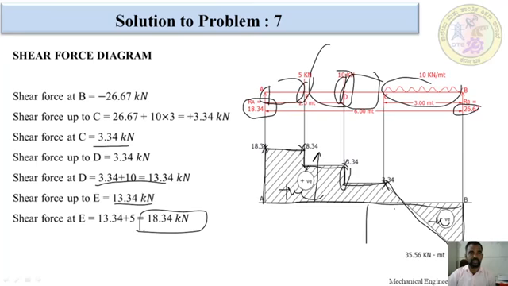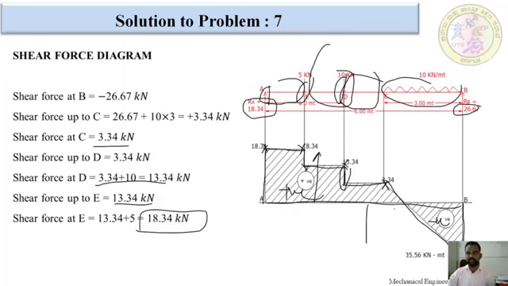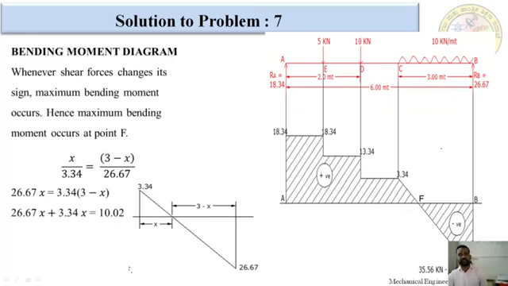Next we will move to the concept of bending moment. What is the concept? As we discussed previously, whenever the sign changes from negative to positive in the shear force diagram, that point we call the maximum bending moment point. Before calculating the bending moment, we have to calculate the maximum bending moment distance. Okay, next part.